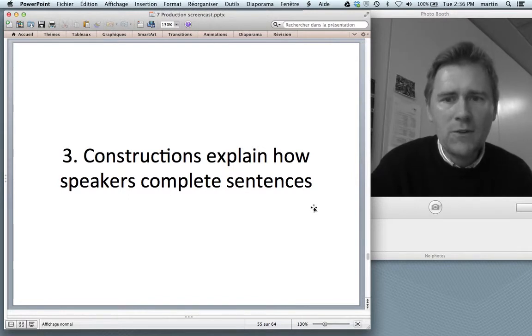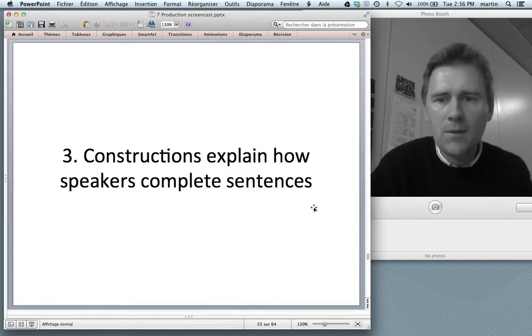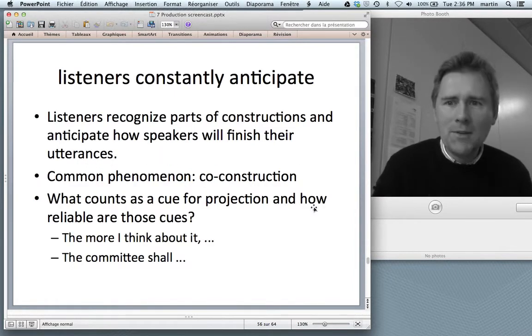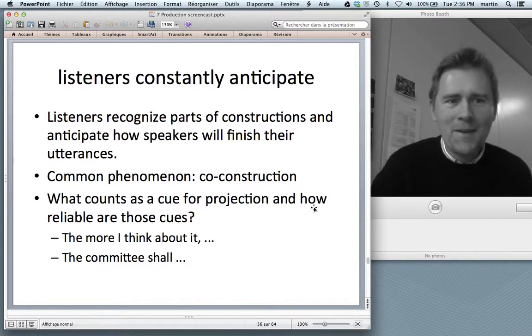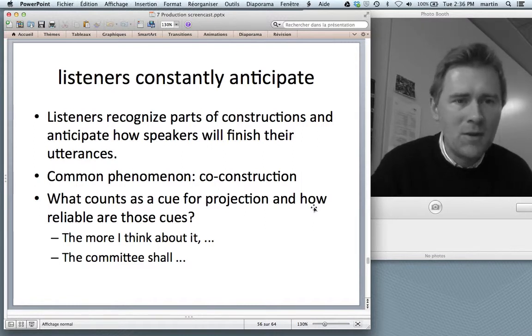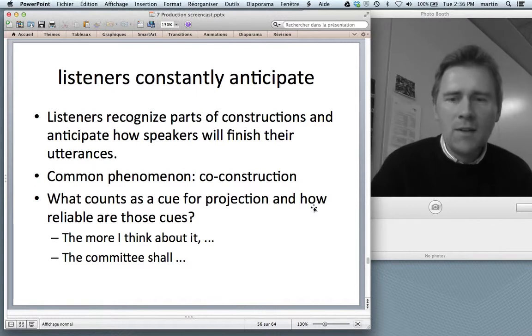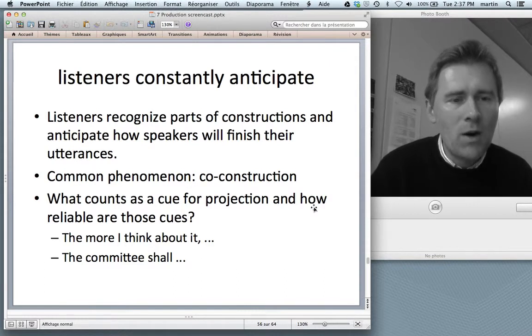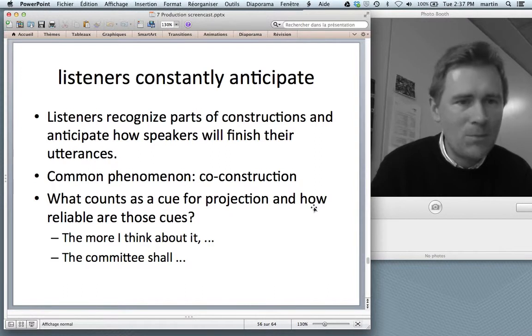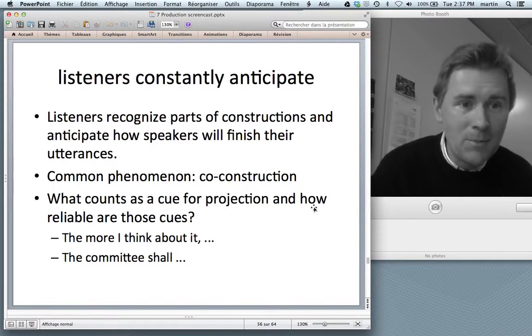Moving on to the third and final point: constructions explain how speakers complete sentences. Okay, for this I have to back up a little. Listeners constantly anticipate what will come next. If you listen to me like you do now, you constantly try to finish my sentence before I actually finish them. Yeah. So listeners recognize parts of constructions and they anticipate how speakers will finish their utterances. And from a processing perspective, this is very, very advantageous. And a common phenomenon when you look at actual transcribed speech is that people co-construct their utterances. So they already know what their interlocutor is going to say, and quite often they finish that person's sentences when that person runs into processing difficulties. Happens to me all the time. It does happen to other people as well.